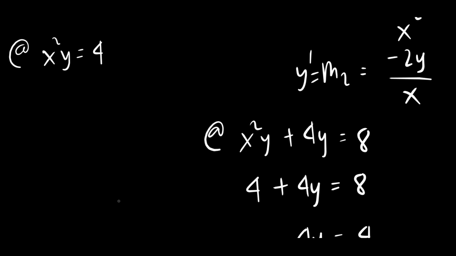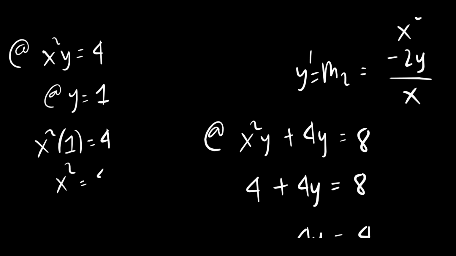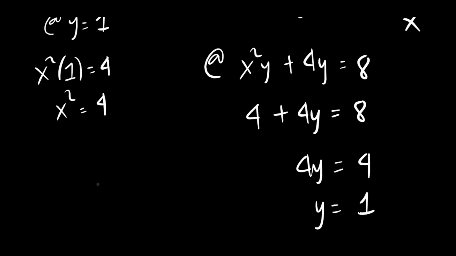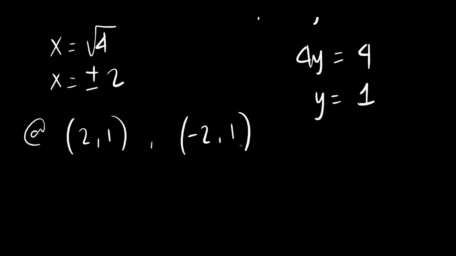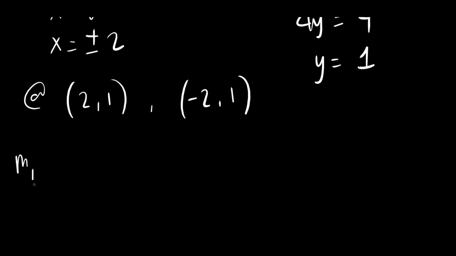So similarly, we'll substitute this value. At y equals 1, x squared times 1 is equal to 4. So x squared is equal to 4, right? So x is equal to the square root of 4, so x is equal to positive and negative 2. So we'll have the ordered pairs (2, 1) and (negative 2, 1). We'll now find the values of m1 and m2, right?